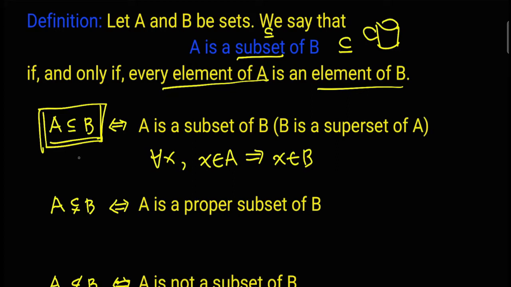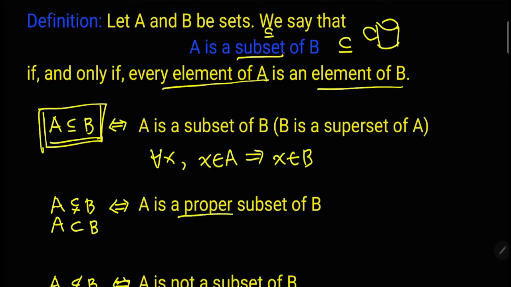Now, this half equal sign here means it's possible that A could be exactly B. Still, the definition holds, since every element of A is still in B if A and B are the same set. But if we are sure that A is not the same as B, then we can put a slash in the equal sign, or we can simply use this symbol instead. So A is what we call a proper subset of B.